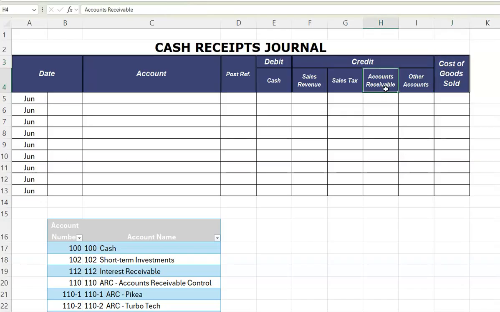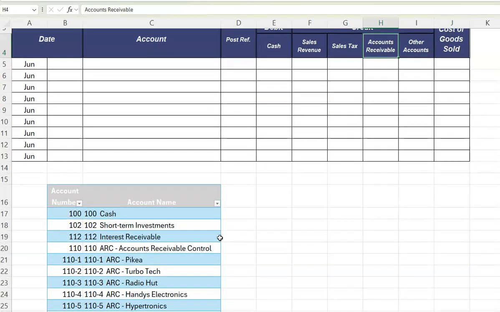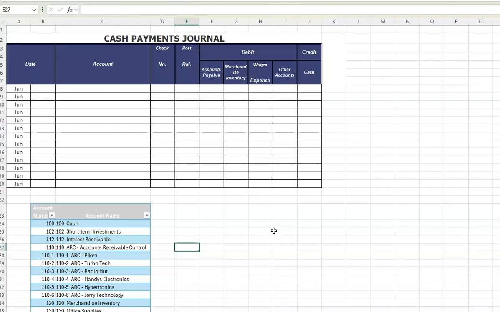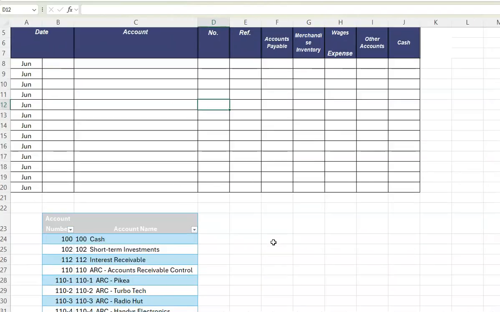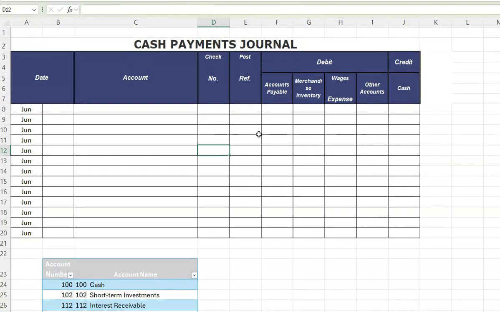So the credit to inventory will be updated in the inventory cards. And if it's an accounts receivable, the subsidiary ledger would be updated too on the same day that you make the entry. Cash payments journal is anytime money goes out of the company. And again, we're going to have a credit to cash in this case, and a debit to other accounts. Accounts payable, update the subsidiary but not the general ledger.